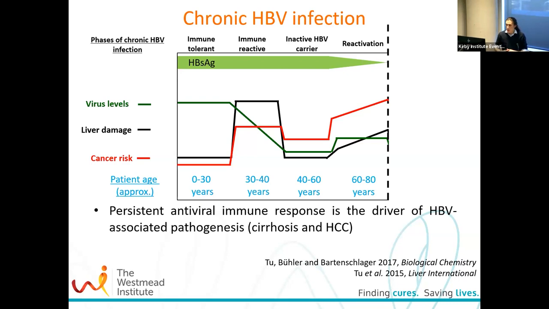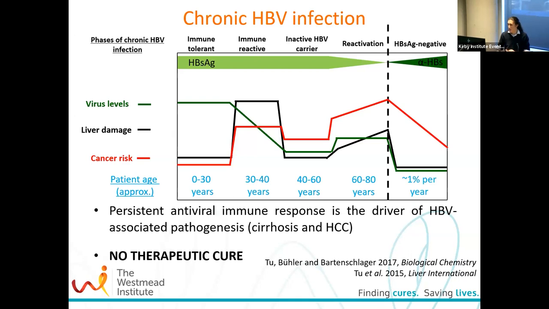So the disease that's associated with hepatitis B is due to this persistent antiviral response. The virus persists in the face of this inflammation, waits till it's gone, and reactivates and spreads amongst the liver, and that cycle keeps happening. And that's really the driver of this pathogenesis.